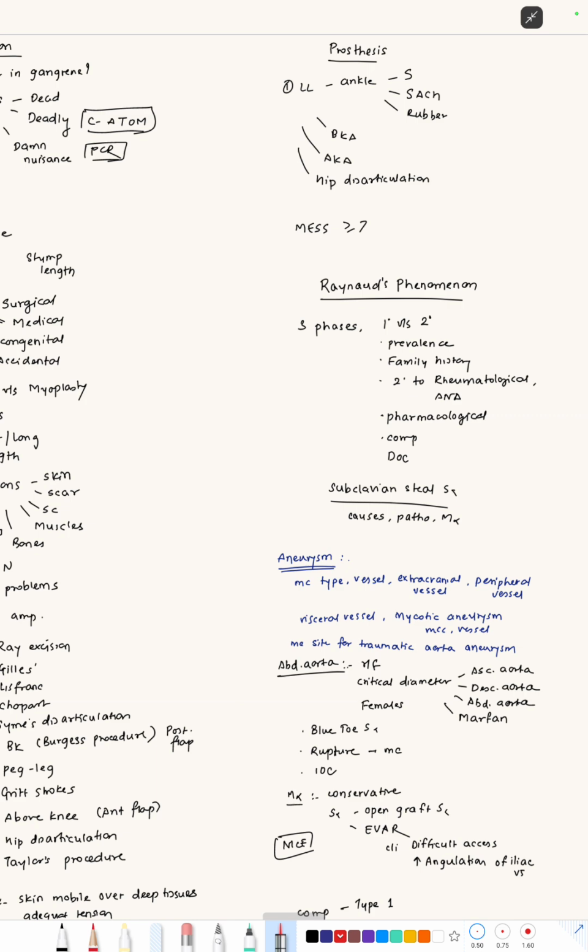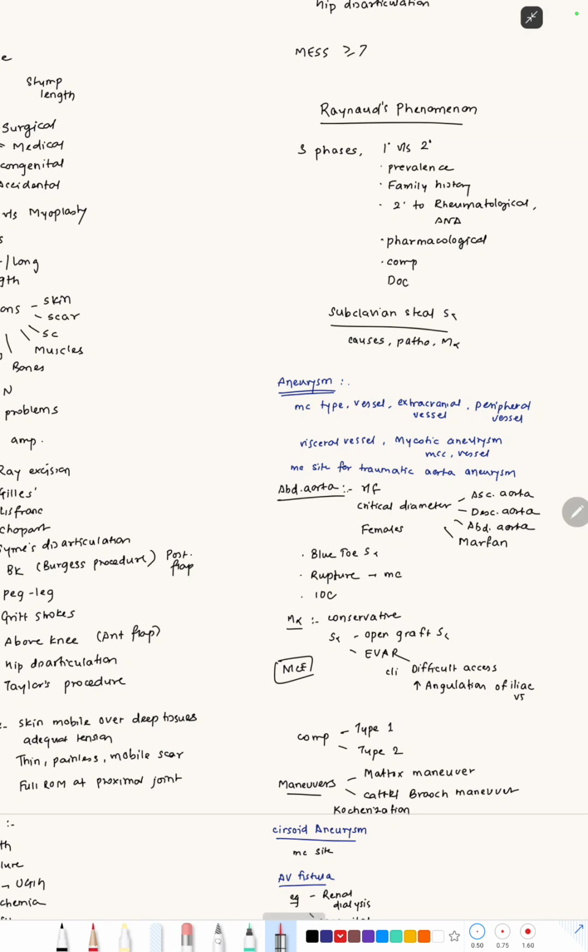Now the next is going to be Raynaud's phenomenon. There are 3 phases of Raynaud's phenomenon. In the first phase, the limb becomes white in color, then blue in color, and then red in color in the third phase. In the first phase, it becomes white in color because both the arteries and the veins are going to be blocked. Then in the second phase, it becomes blue in color because the artery relaxes while the venous spasm is continued. In the third phase, both artery and the venous spasm is relieved, and because of which it becomes red in color.